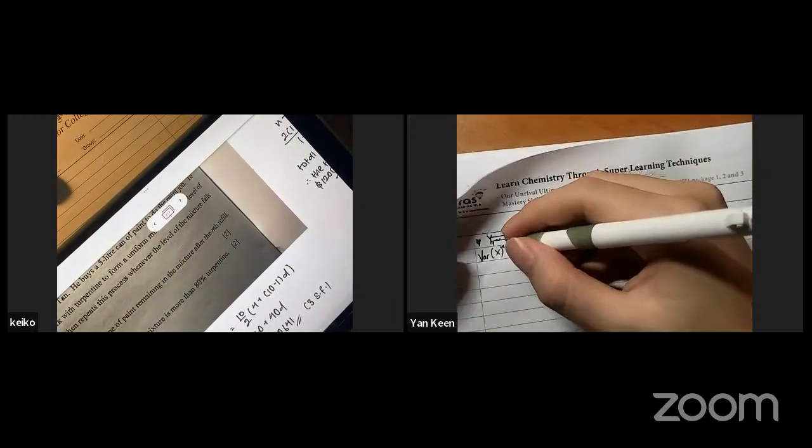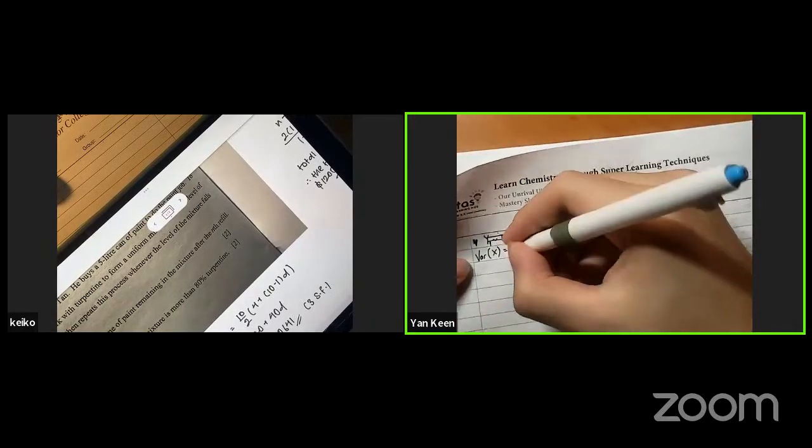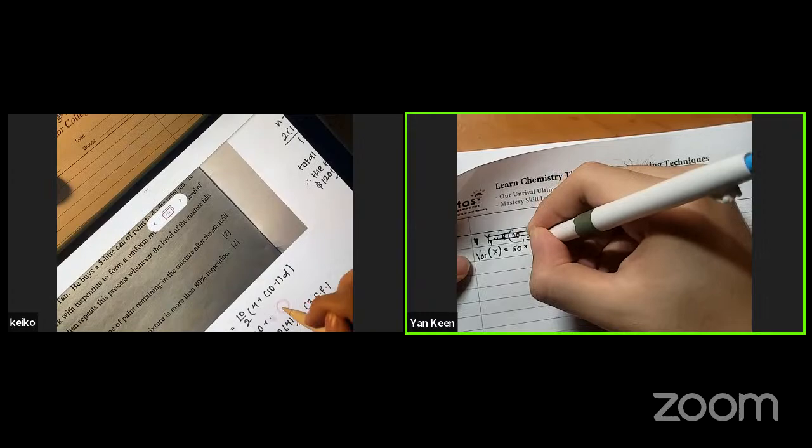So variance of X is NP. This is per week, right? This is per week, right? Per week, right? Yeah.